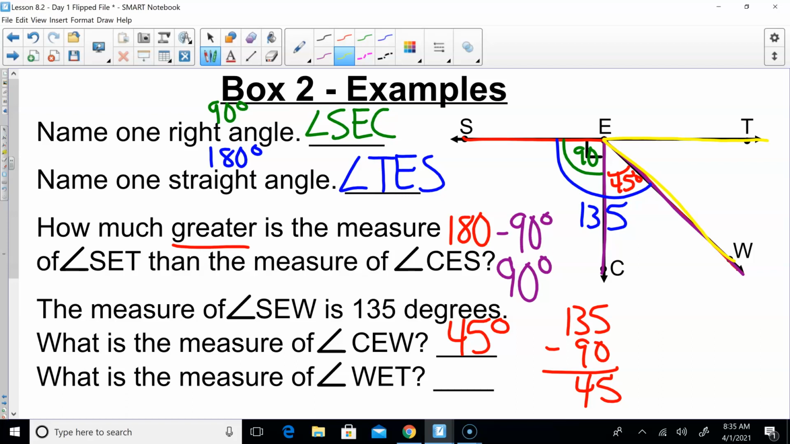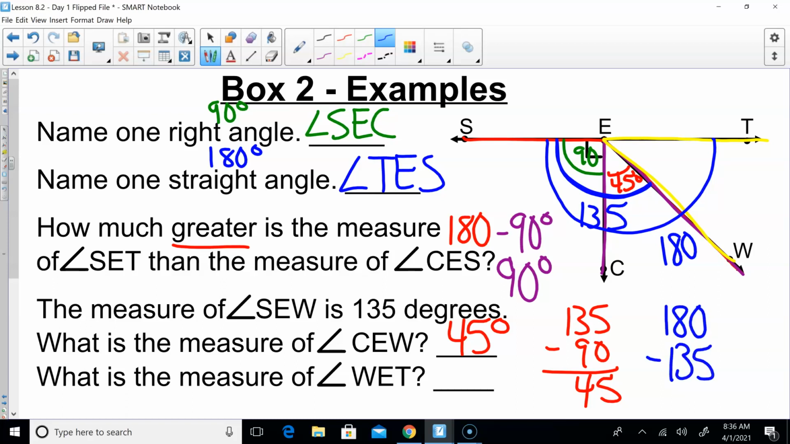Well, what do we know? If this is 90, 45, well, we know that a straight angle, so if I go back and continue my straight angle from here all the way to here, this would be 180. And we know from this inner one that we're already 135. We can just subtract 180 minus 135, because that's already part of that angle, and get an answer of 45. So WET is also 45 degrees.